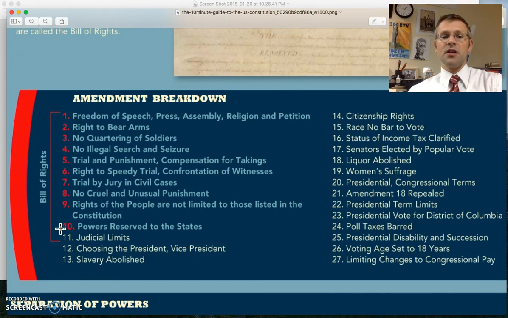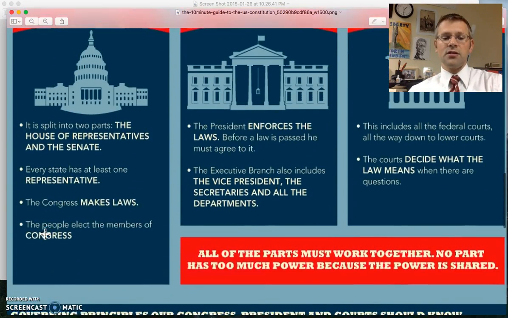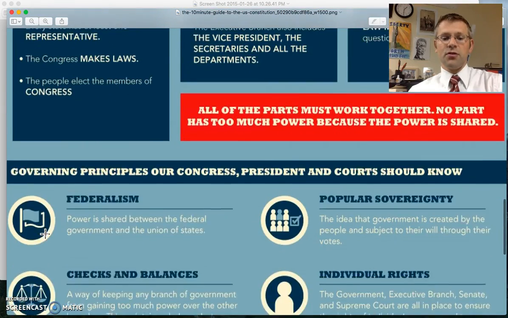We'll talk more about this, but some things that you're probably familiar with. And you don't need to know specifics on this, but just that the Bill of Rights was added to protect people's rights and the rights of states. And I think that's all I wanted to show you on this one.